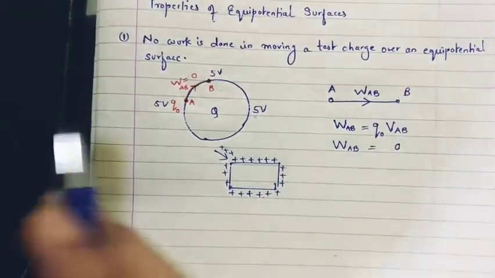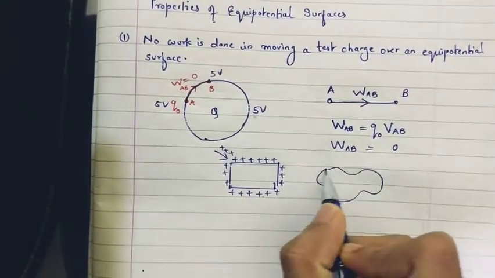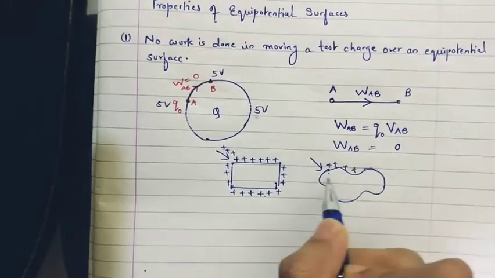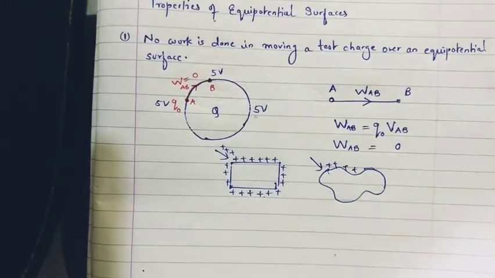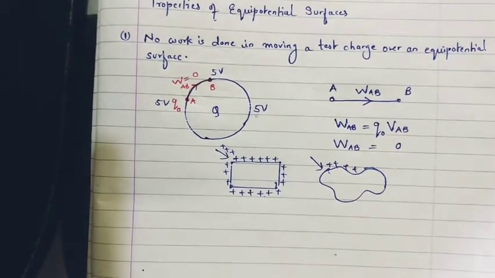So this is true for any kind of shape. If you have any kind of shape, when you give charges to it, they will get evenly distributed over the entire surface of this arbitrary shape conductor, and this surface will become an equipotential surface and will be in the equilibrium state.